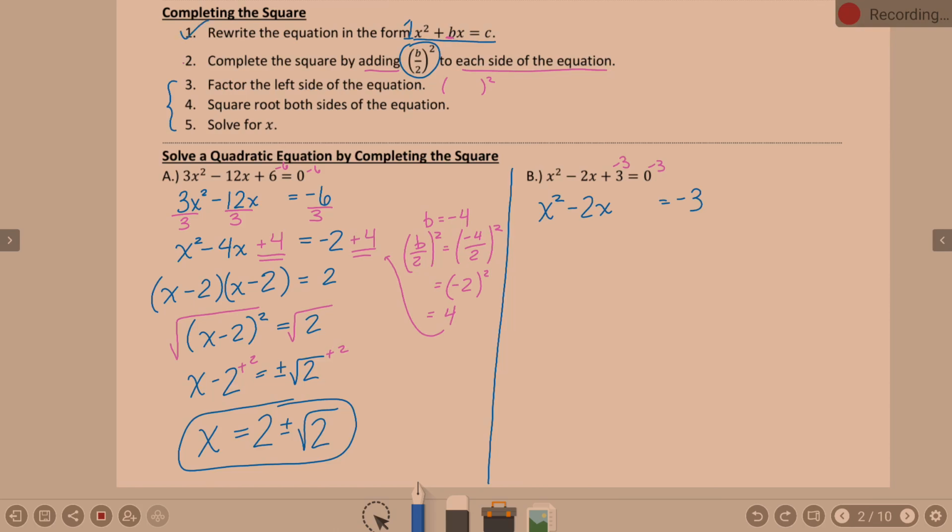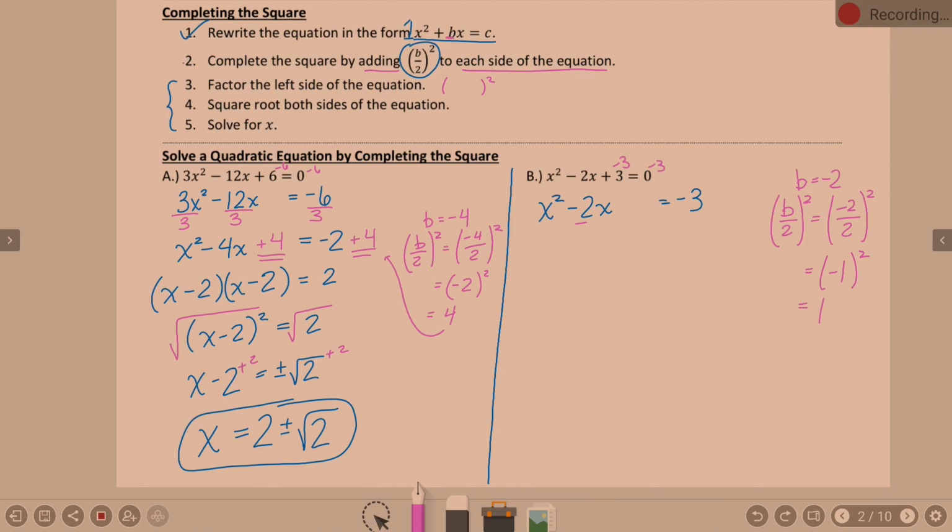Now you have to do b divided by 2 squared. Okay, so now, what is my b value? Officially, b is negative 2. And we're going to do b over 2 quantity squared. So negative 2 over 2 quantity squared, right? Negative 2 divided by 2 is negative 1. What about negative 1 squared? It's positive 1, isn't it?